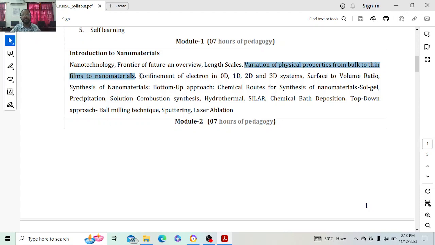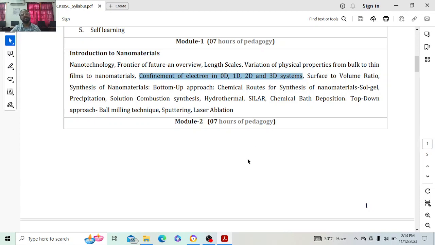Then confinement, the density of states you might have studied in physics, the same thing. Confinement of electrons: for example, 0 dimension means the electron is confined in all 3 directions, the electron is not free to move, so it is a 0 dimensional material. Then if the electron is free to move in 1 dimension, we call it a 1 dimensional nanomaterial. If the electron is free to move in 2 directions, like XYZ, you know, right? So 2 dimensions, then we call it a 2 dimensional material. If all 3 dimensions are free to move, then we call it a 3 dimensional material.